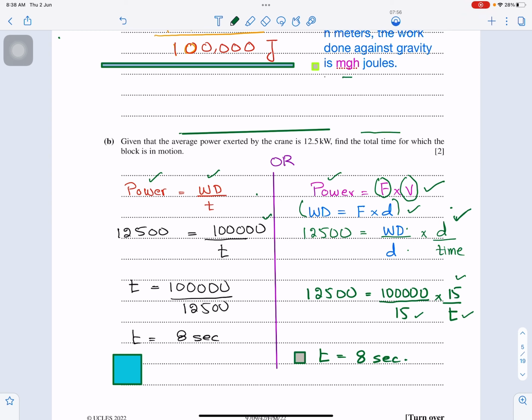So these are the two ways you can calculate the time taken by the crane to move the block 15 meter while exerting a power of 12,500 watts. So I hope you understood this question.